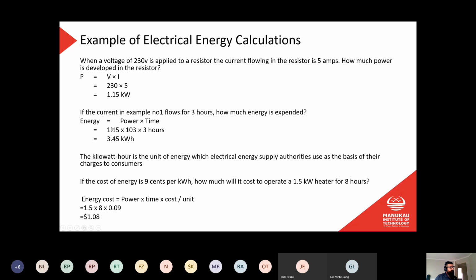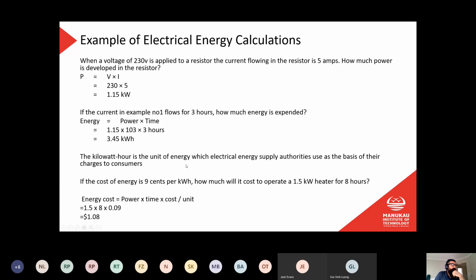All we're worried about here is the amount of power, 1.15, times the time, 3 hours. 1.15 times 3 is 3.45. So it's going to be 3.45 kilowatt hours, and that's what we will pay for. If that appeared on your power bill, it would be 3.45 kilowatt hours. And whatever your power cost is, 50 cents a kilowatt hour or whatever, so 3.45 times 50 cents.